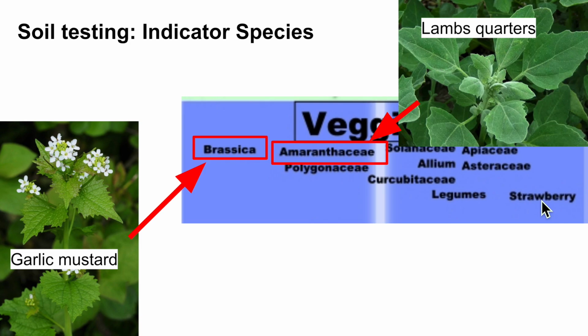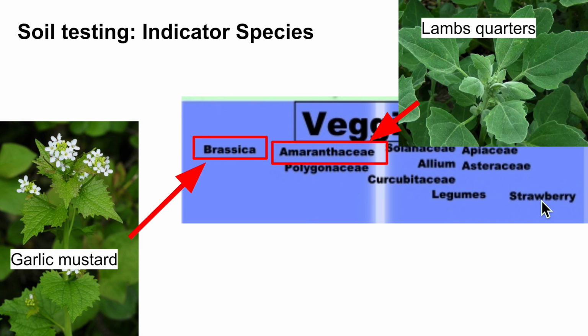Another way we can test our soil is through indicator species. Weeds can tell us a story if we're willing to listen. Learning to identify local plants in your area and then learning their plant family classification can give us indications of the nutrient conditions of our soil.